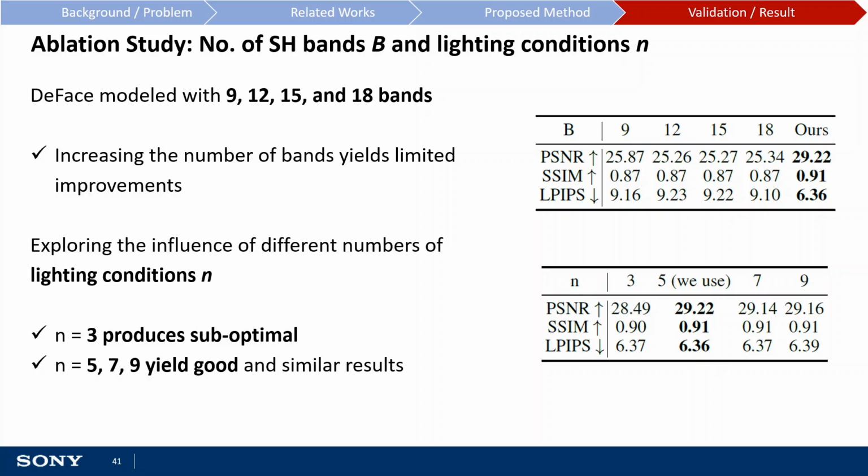To explore the influence of different numbers of n, authors conduct an ablation study for the number of n used for initialization of lighting conditions, shown in the table below. Single images from VoxLab 2 are used for evaluation. We can observe that n equal to 3 produces suboptimal results, likely because the number of lighting condition candidates is insufficient to model images with complex illuminations. In contrast, n as 5, 7, or 9 yield good and similar results, as there are enough initial lighting conditions, and any redundant ones are removed.